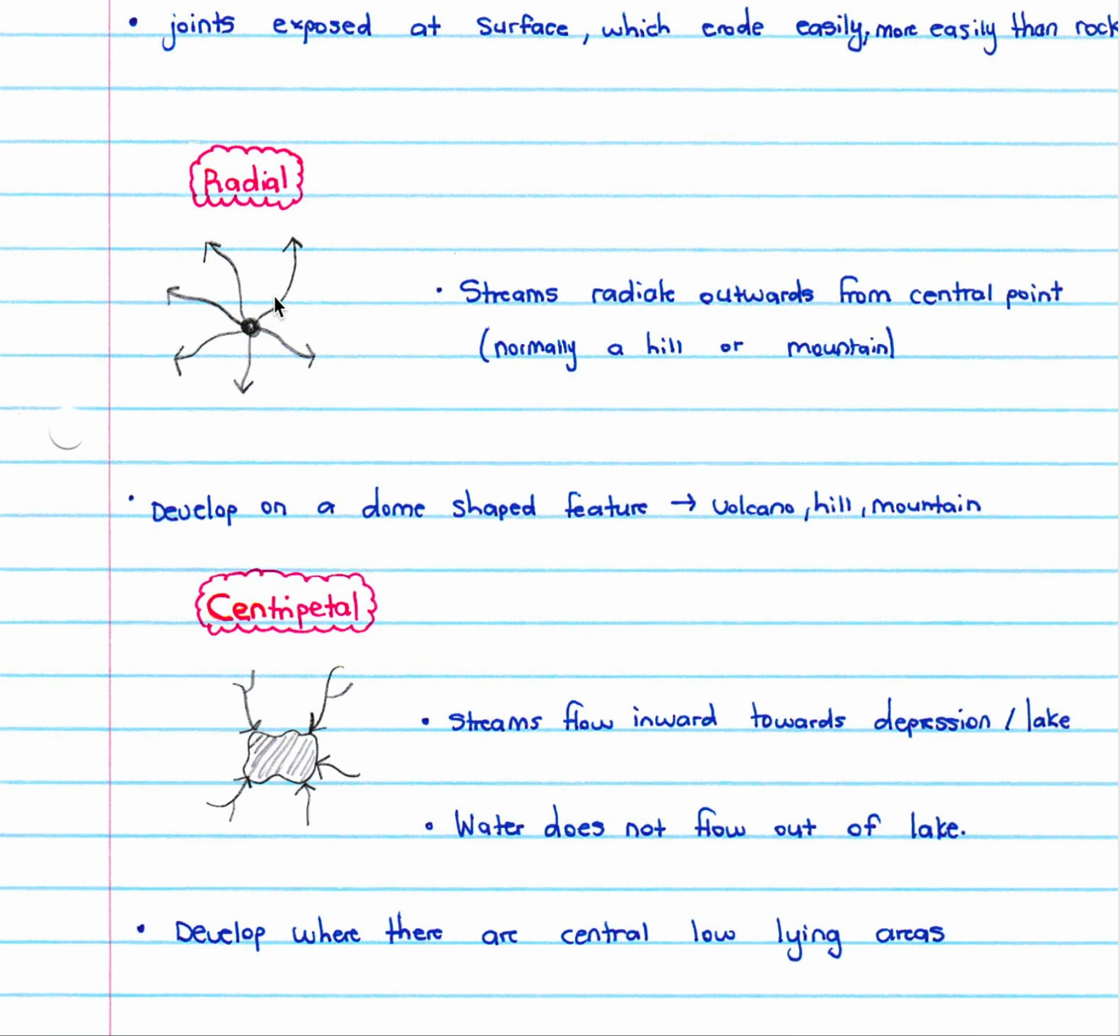Then we look at radial. A radial pattern looks a lot like a hilltop, where water flows down the side, and often reminds me of a volcano, where streams radiate outwards from a central point, normally a hill or a mountain. They develop on a dome-shaped feature such as a volcano, hill, or mountain, where water is sourced from the top and flows down the sides of the land.